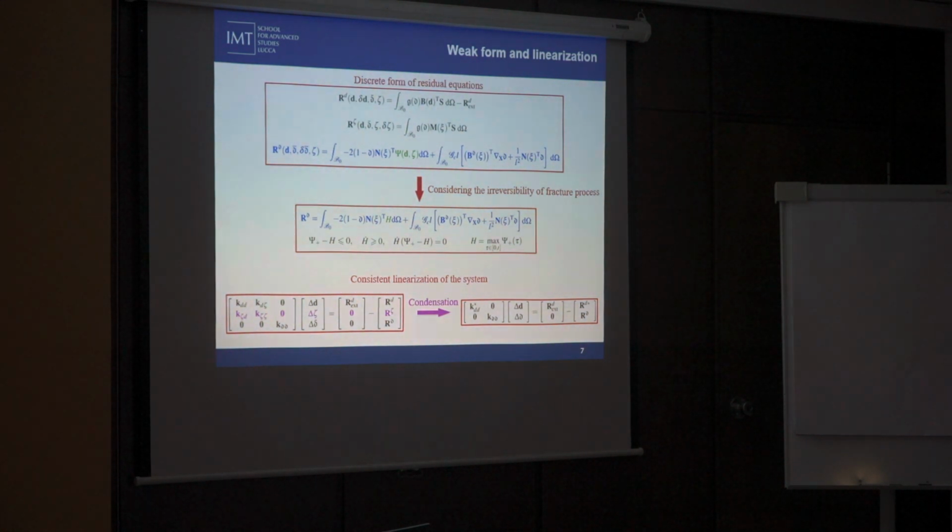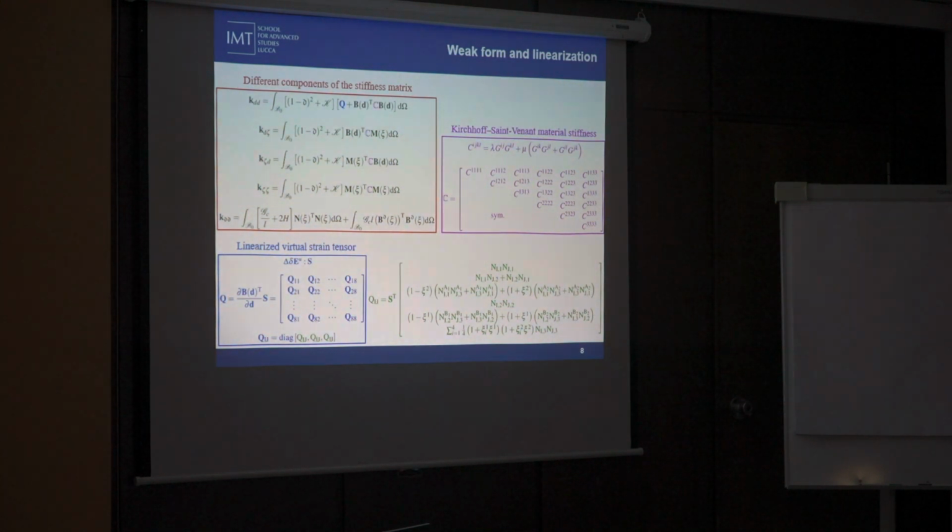To solve this set of nonlinear equations, the iterative Newton-Raphson solution scheme is adopted. The consistent linearization of the system is given here. K is the stiffness matrix, R is the residual vector. Since the inter-elemental continuity is not required, the incompatible strain equation can be condensed out at the element level.